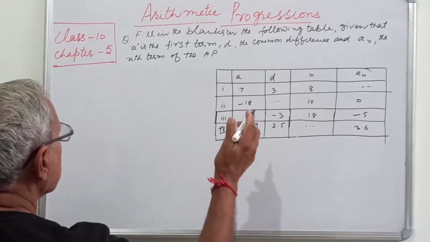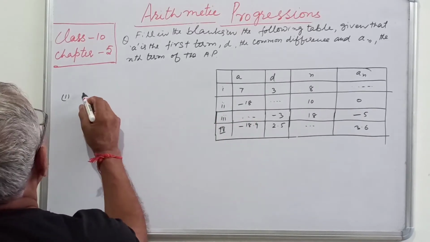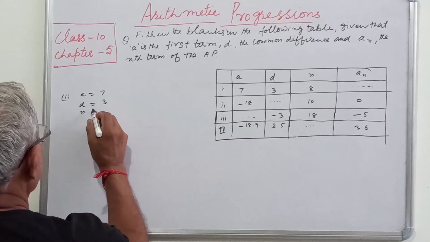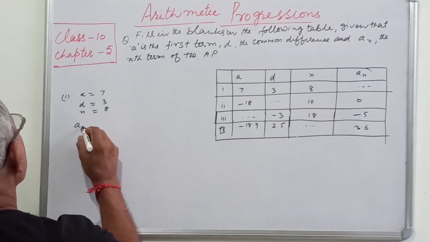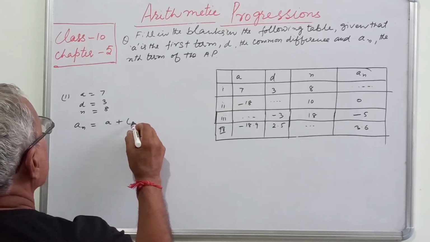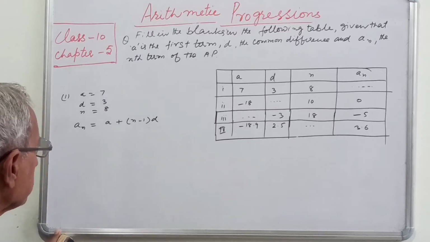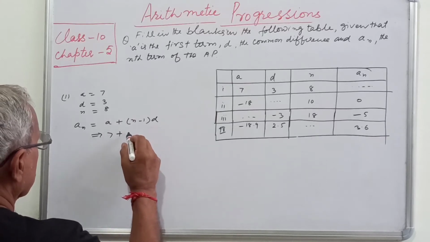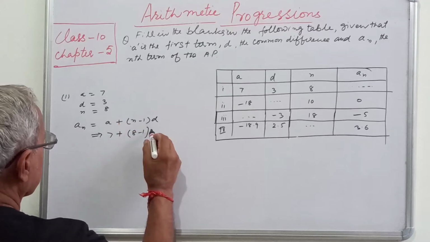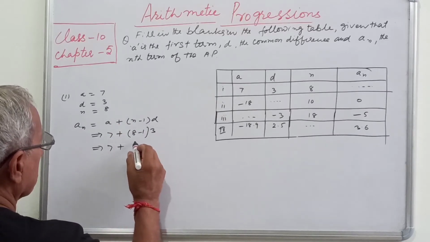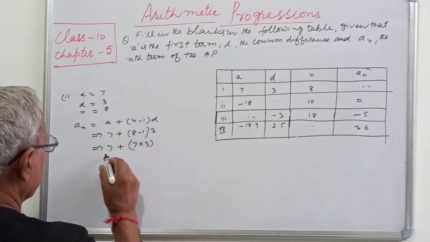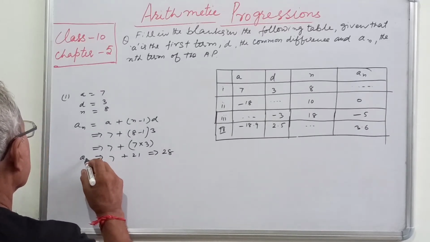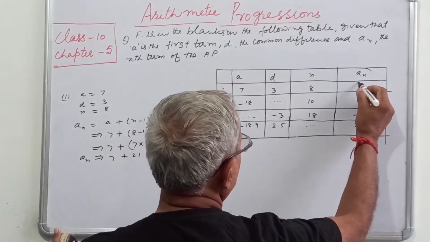The first part is: first term is 7, d is 3 and number of terms is 8. So we have to find out the an. So an is equal to a plus n minus 1 into d. So substituting the given values, 7 plus (8 minus 1) into 3, so 7 plus 7 into 3, 7 plus 21, so that comes equal to 28. So an comes 28. तो यहाँ जाएगा 28.